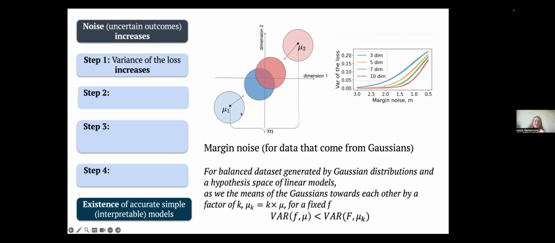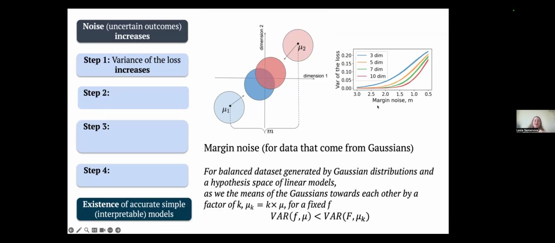So for example, on this plot, I have my blue Gaussian and my red Gaussian, and I will be just moving them closer to the center. And suddenly they are overlapping, so there is way more uncertainty in the middle now. It turns out that for balanced data sets that come from a Gaussian distribution, and considering a hypothesis space of linear models, I can formally show that as I move these two Gaussians closer together, or in this case, multiply the means of the Gaussians, then as they become closer, the variance also increases.